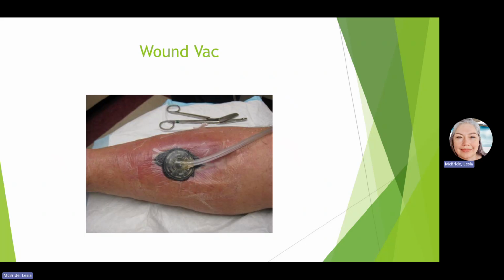Okay, this is an example of a wound vac. If this person has a very large wound, it is actually a sponge type device that is put into the wound and has gentle suction in order to remove fluid and promote tissue growth. It reduces the swelling and it keeps the wound clean, and it may actually speed up healing.